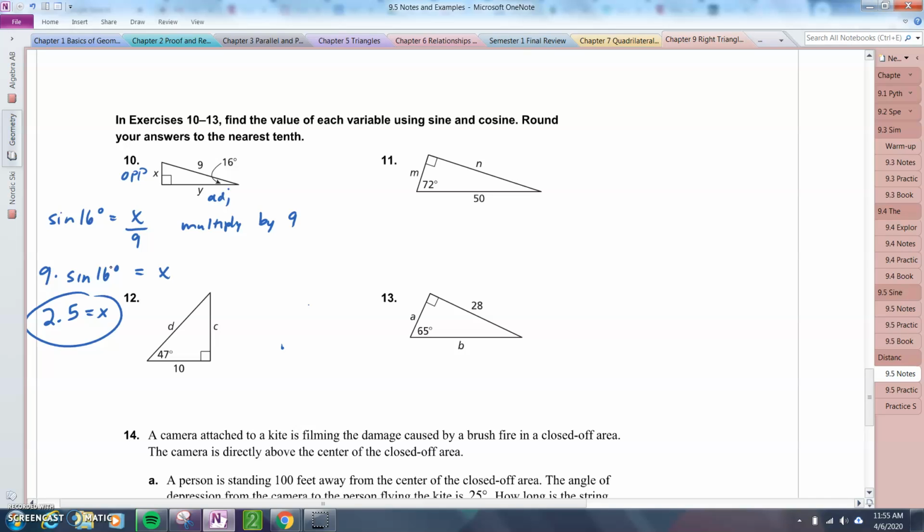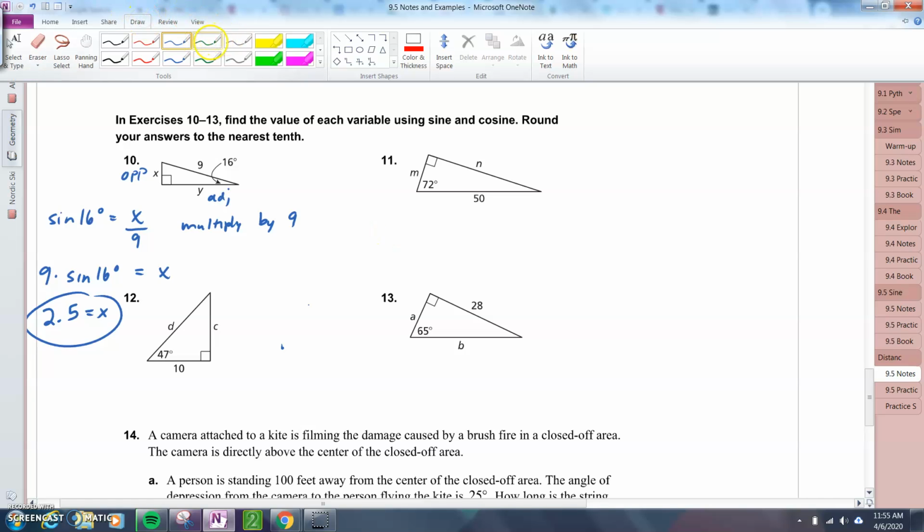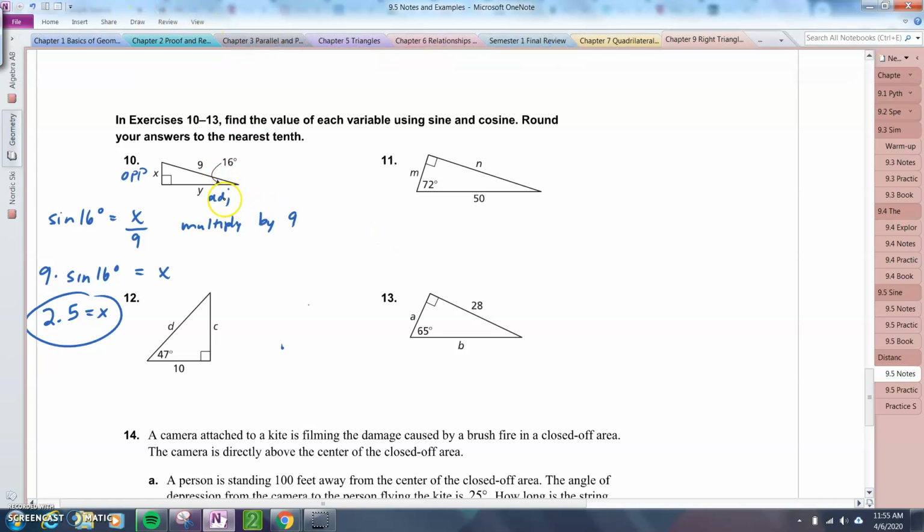Let's pick another one of these. I'm going to do 13. Oh, sorry, actually, I need to finish this problem, so I'll jump back here. Now let's use the cosine to figure out y. So remember, cosine is the adjacent over the hypotenuse. So now, if I have cosine of this 16 degrees, the adjacent side is that y here. And my hypotenuse is, again, 9. And I'm going to do the same thing. I'm going to multiply both sides by 9. So I have 9 times the cosine of 16 degrees equals y.